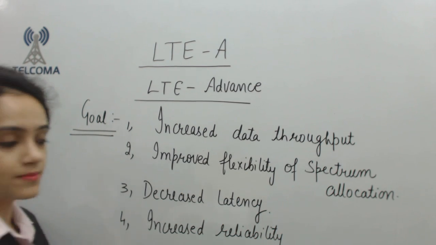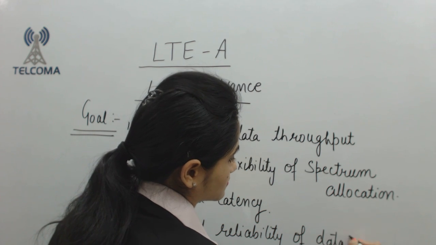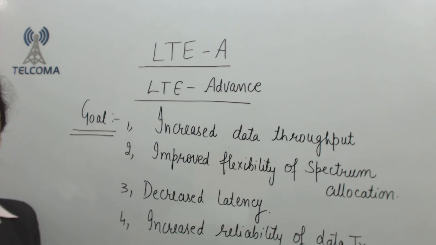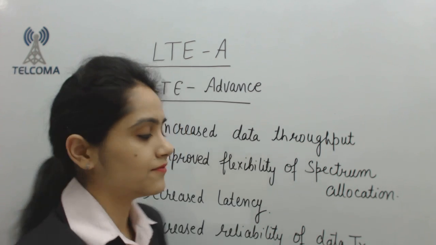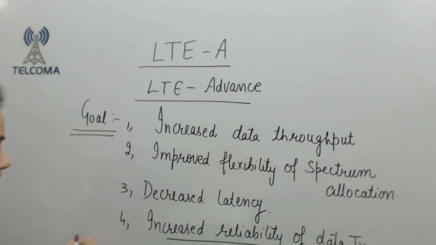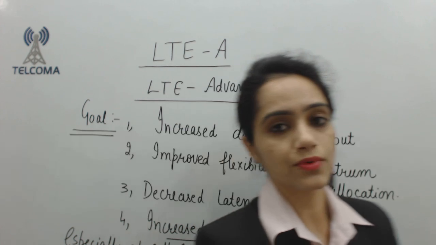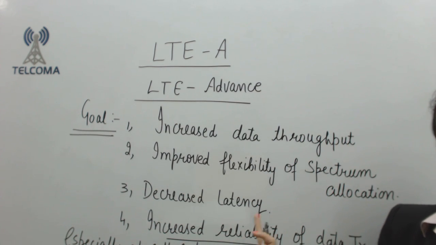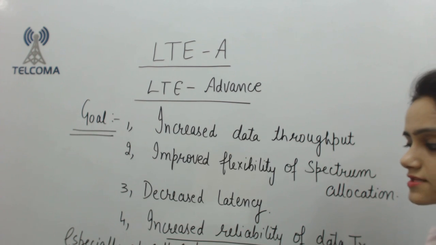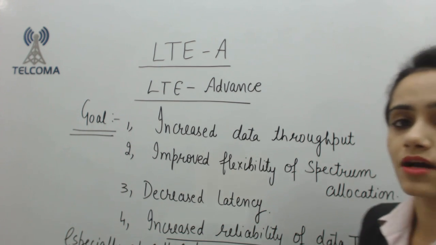There should be increased reliability of data transmission, especially at cell edges. That means we are required to improve the data rate performance at the cell edges. So there should be increased reliability of data transmission, focused at the cell edges. Like increased data throughput, flexibility of spectrum allocation, decreased latency, and increased reliability of data transmission, most especially at cell edges, and then we require an increase in communication efficiency.